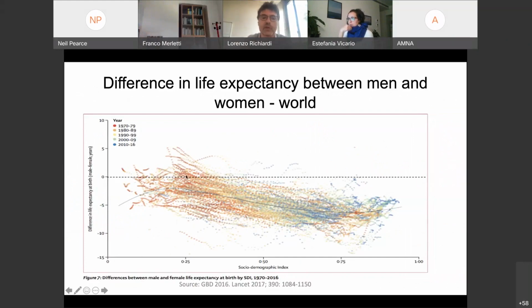This is the same thing when it comes to the difference in life expectancy between males and females. And this is in different cohorts and in different countries. So there are a lot of dots. It's quite a complicated graph with a lot of colors.